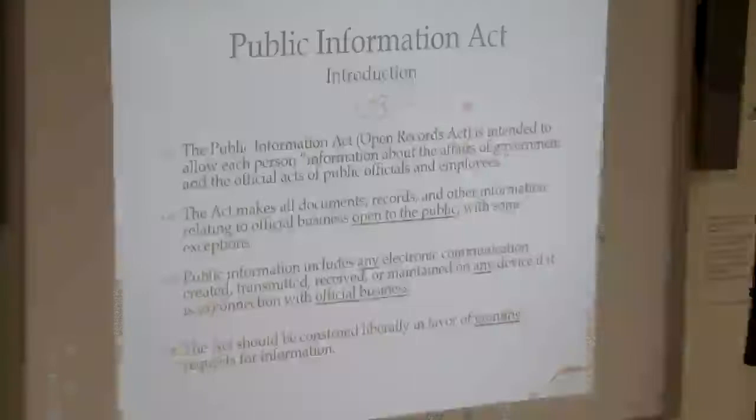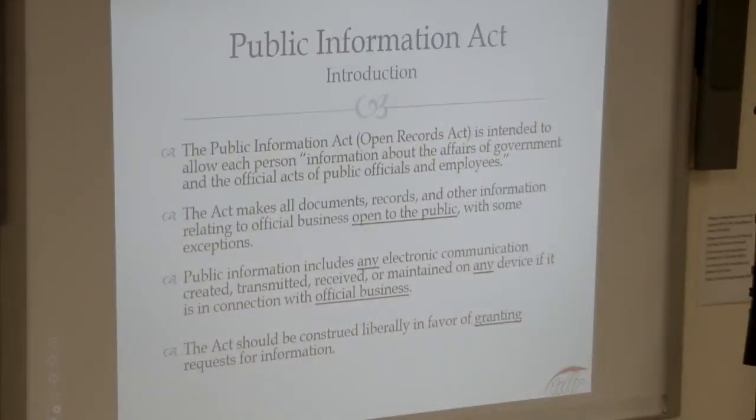Okay. Last issue to cover is the Public Information Act. The Public Information Act generally makes information, that is documents, records, and other information in the possession of a government agency, open to the public, and the public can request that information, can request copies of it or access to that information. That's the general rule.